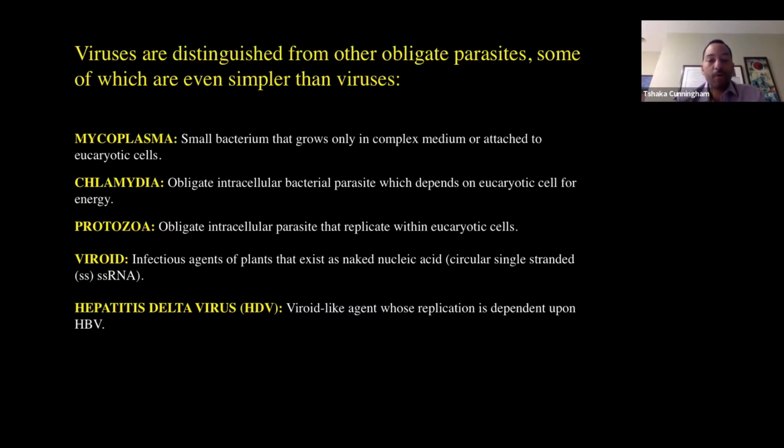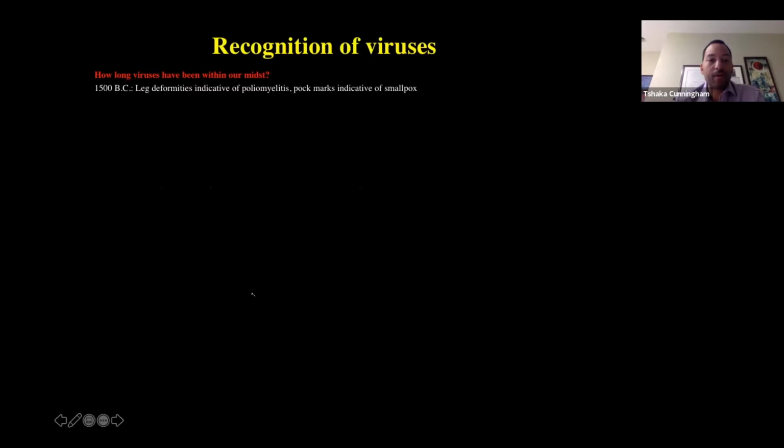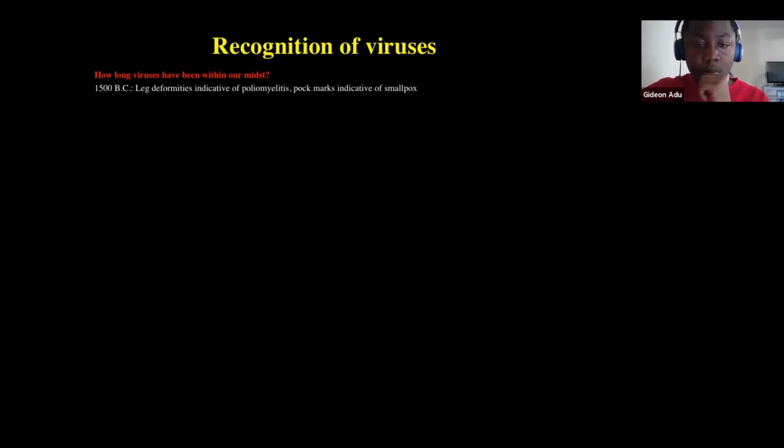But for all intents and purposes, all of the viruses that infect us have been around for a long time. So how long have we known about them? You can trace viruses all the way back to maybe around 1500 BC, where they saw leg deformities that looked like what we would normally call in the modern day polio, or poliomyelitis. And then you also had pox marks that were hallmarks of smallpox viruses. So back in ancient Egypt and other places, you saw these things, and these were being described by some of the very first physicians. So viruses have been around for a very long time.